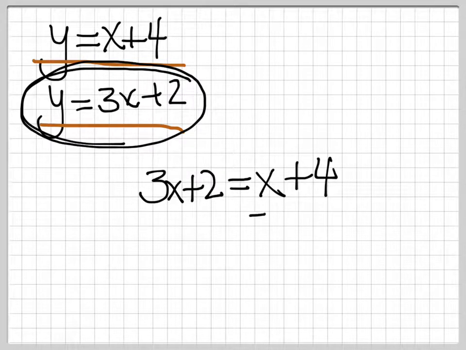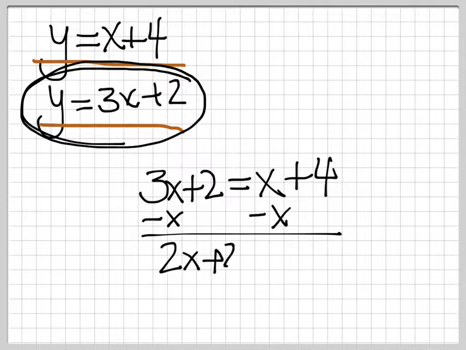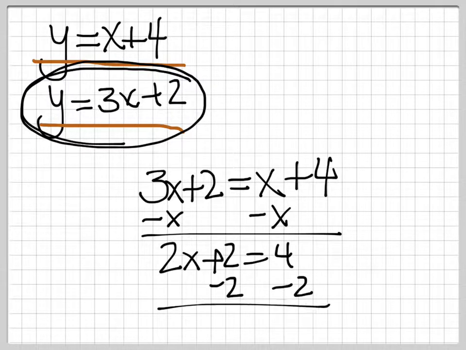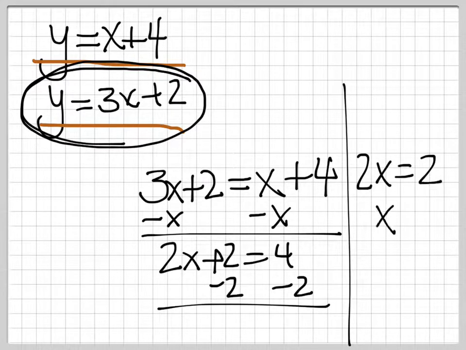Let's go ahead and solve. Get x to the same side. 2x plus 2 equals 4. Move the 2. We get 2x equals 2, which is x equals 1.